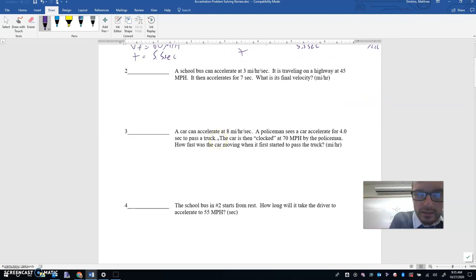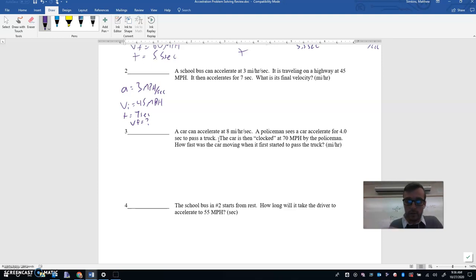A school bus can accelerate at a rate of 3 miles per hour per second. It is traveling on a highway at 45. It is, so that's the initial, right? So 45 miles per hour. Oops, sorry, miles per hour. It then accelerates for 7 seconds. What is its final velocity? So in this case, we're looking for VF.